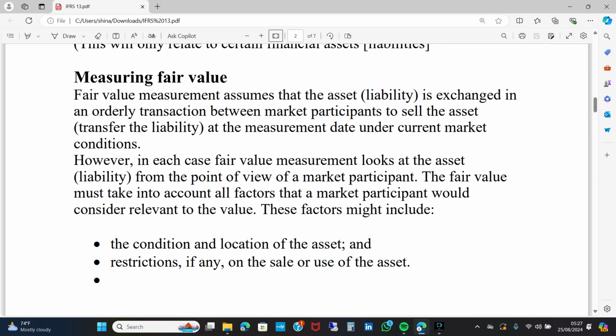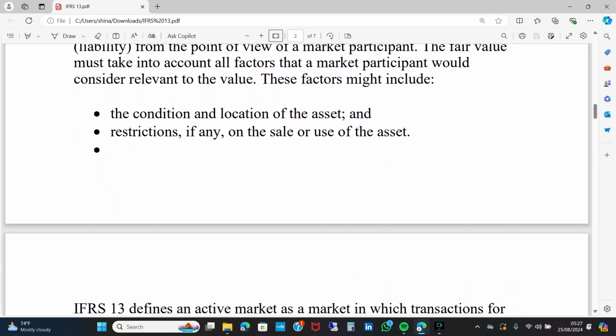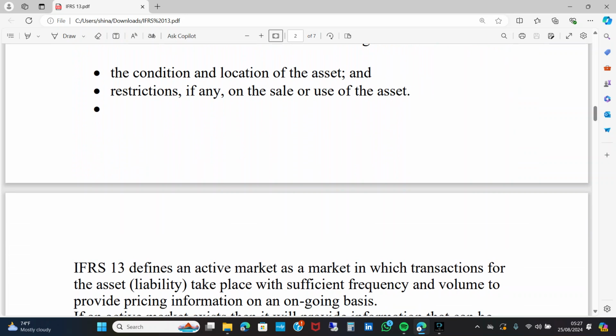One, you can write this down. Factors to consider when measuring fair value. One, the condition and location of the asset. Two, restriction if any on the sale or use of the asset. So we're going to look at one, what's the condition and location of the asset? Is there any restriction on sale or use of the asset?